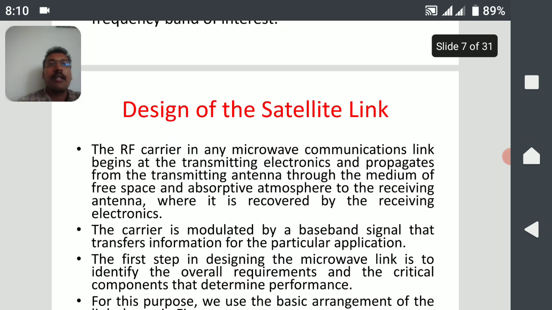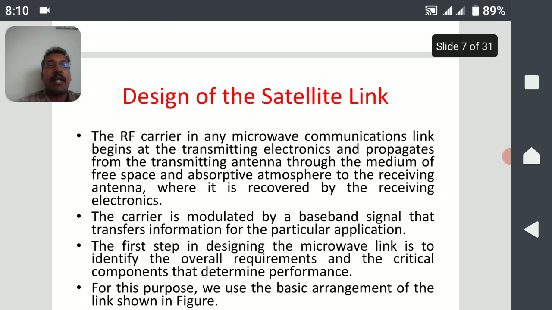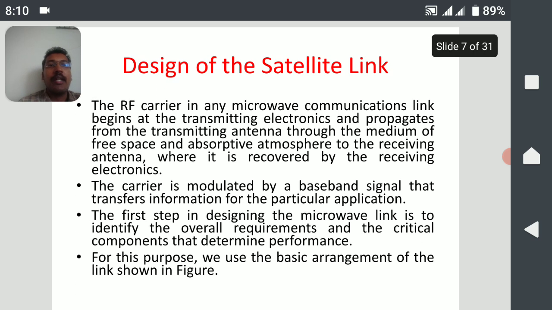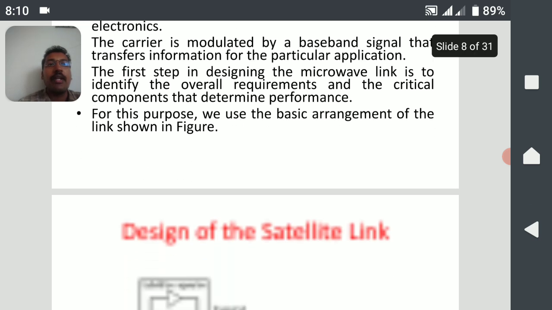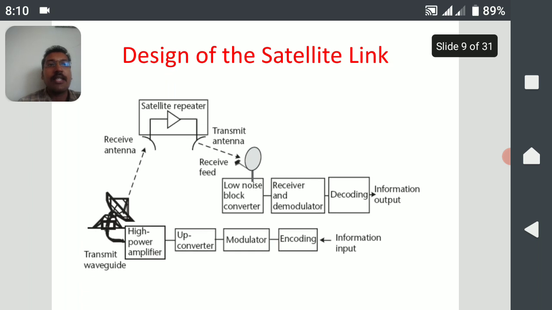In the design of the satellite link, the RF carrier in any microwave communication link begins at the transmitting electronics and propagates from the transmitting antenna through the medium of free space and absorptive atmosphere to the receiving antenna, where it is recovered by the receiving electronics. The carrier is modulated by a baseband signal that transfers information for the particular application. The first step in designing the microwave link is to identify the overall requirements and the critical components that determine the performance. For this purpose, we use the basic arrangement of the link as shown in the figure. This is the satellite link budget calculation analysis block diagram.